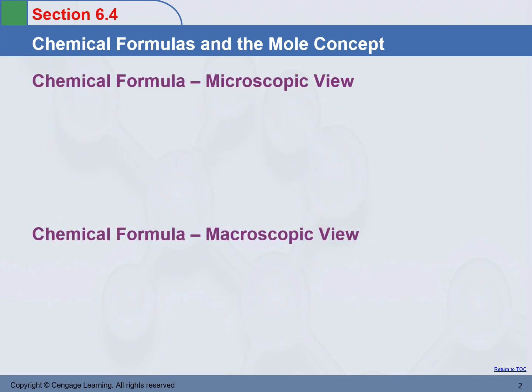All right, we are about to start today's work, the calculation based on chemical formulas. Since the calculation will be based on a chemical formula, let's take a closer look at a chemical formula before that. Actually, there are two different ways to look at a chemical formula. The first one is called microscopic view. The second one is called macroscopic view. What are they? What are the differences?